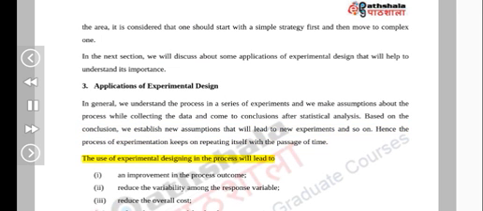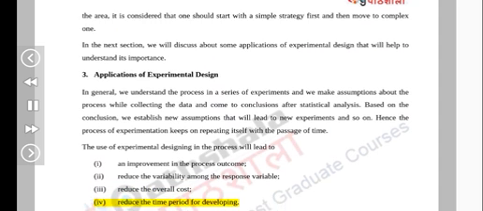The use of experimental designing in the process will lead to: I. An improvement in the process outcome. II. Reduced variability among the response variable. III. Reduced overall cost. IV. Reduced time period for development.